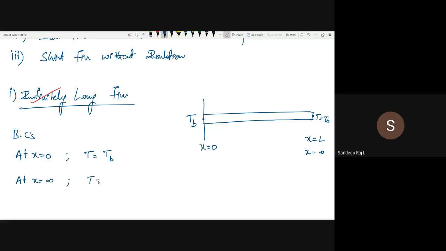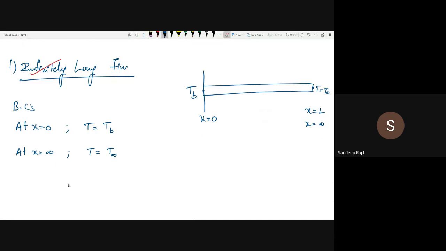The temperature is different. It is T infinity. Okay, I hope it's clear to you. What we have done is essentially taken a Dirichlet boundary condition, that is a temperature boundary condition, on both sides, and we will use this to solve the governing equation, or the general solution that we have.